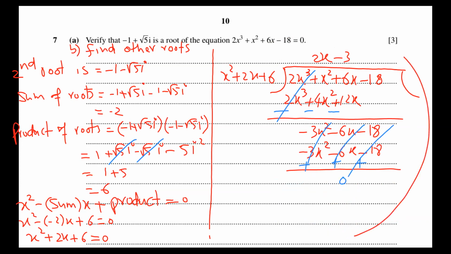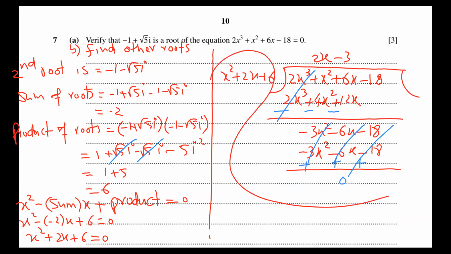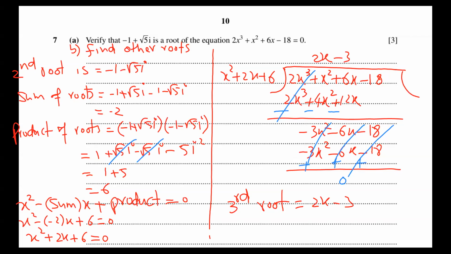So the divisor is the two roots, and the third root is on top. The third one I got is 2x minus 3. Question is completely over. Actually, this is not a root, student, this is called a factor. Whenever we need the root, we put it equal to 0. So 2x minus 3 equal to 0, and this gives x equals 3 over 2.